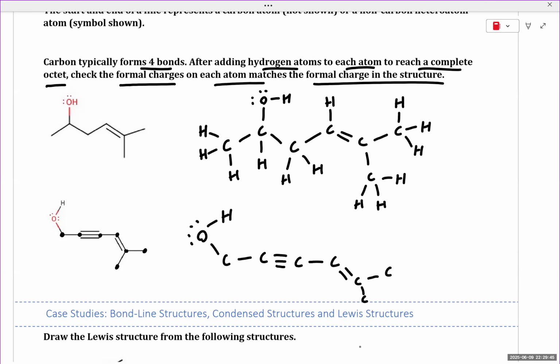So this carbon has 2 bonds and needs 2 more to have a complete octet. These carbons, as part of the triple bond, already have a full octet. They're good to go. This carbon has 3 bonds. It needs 1 more hydrogen. This carbon on the far end has 1 bond. It needs 3 hydrogens.